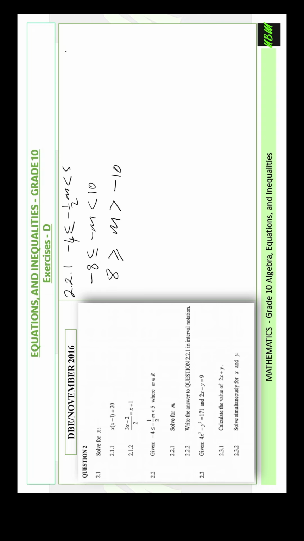In the correct order. And the correct order is what? X less than, greater than. This is how we represent what? Between. We are saying x is between this value and this value. So the direction is very important. It will always be what? X less than the value, but greater than the value. So here we'll be having what? m less or equals to 8 but greater than negative 10. So this will be our solution for 2.2.1.